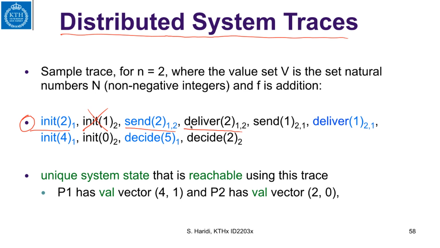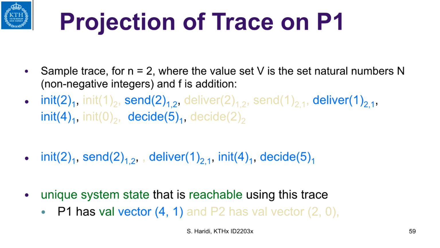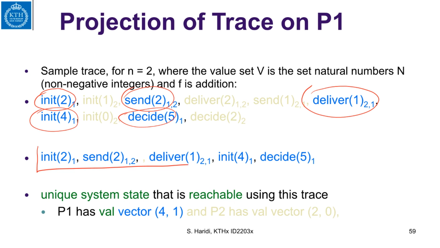This happens at the network, so this is not the channel. This is a send by process P2. This happens at P1. This happens at P1. This is at P2. This happens at P1, and this is at P2. So that gives us the following sequence. This one, followed by this one, followed by this one, and this one. And here we have it like this. So this is the trace projected on process P1.